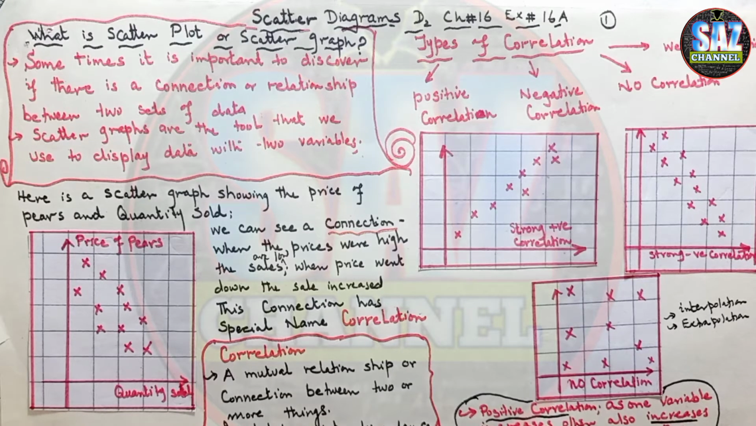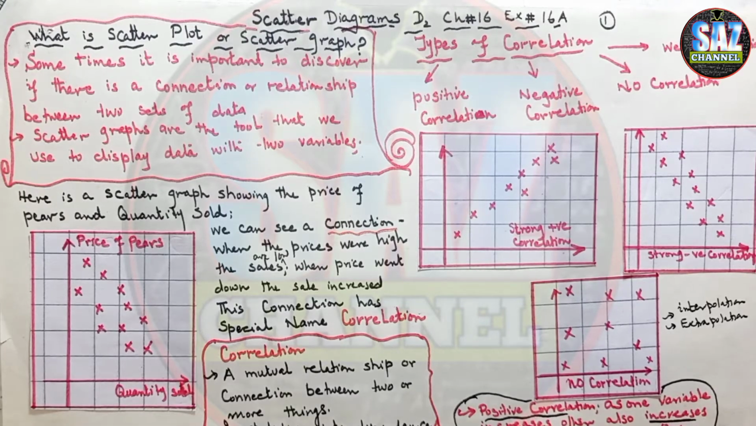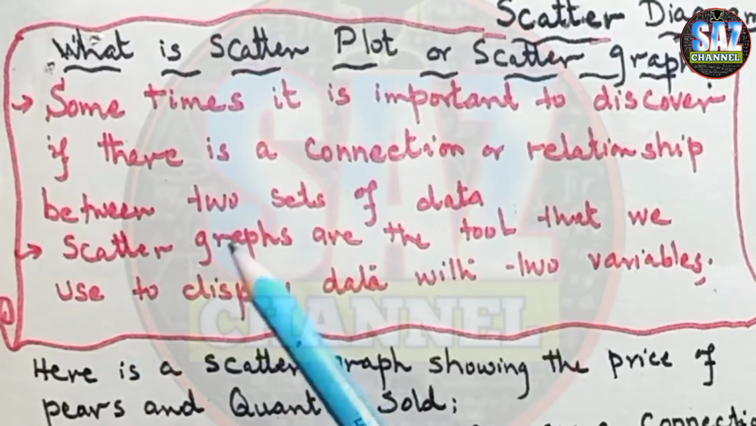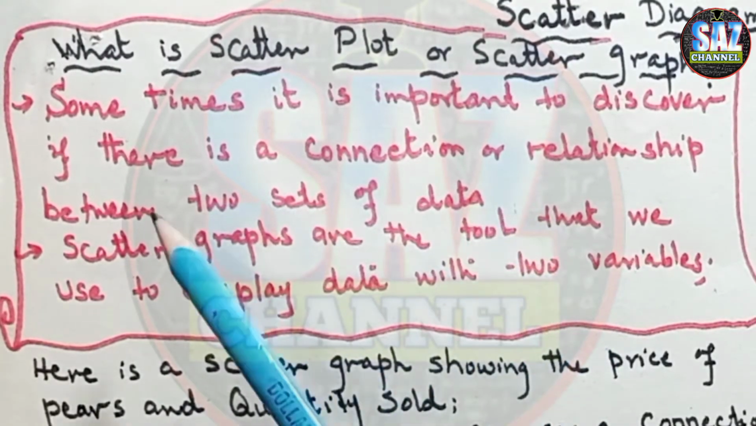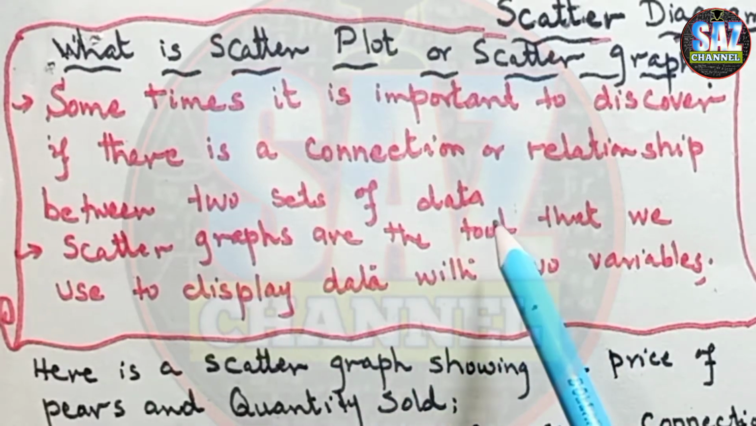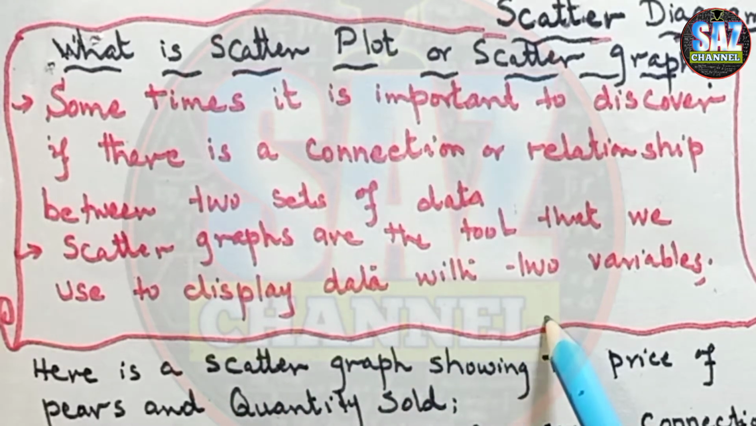So before going to the lesson, first of all, it's really important to understand what is a scatter plot or scatter graph. Sometimes it is important to discover if there is a connection or relationship between two sets of data. Scatter graphs are the tool that we use to display the data with two variables.